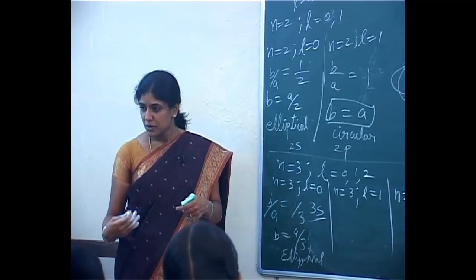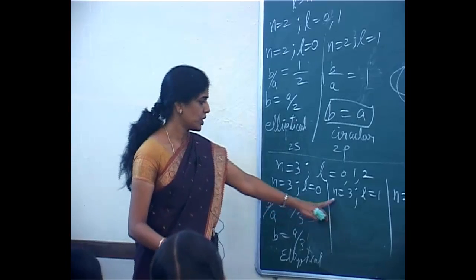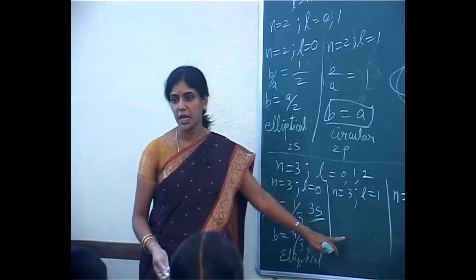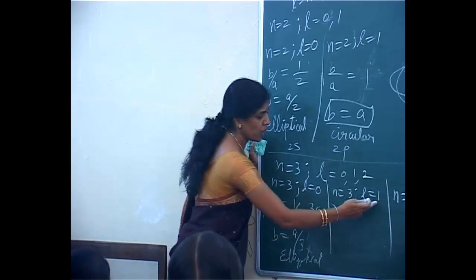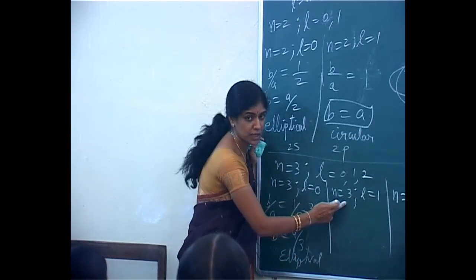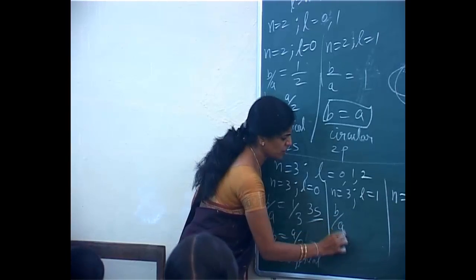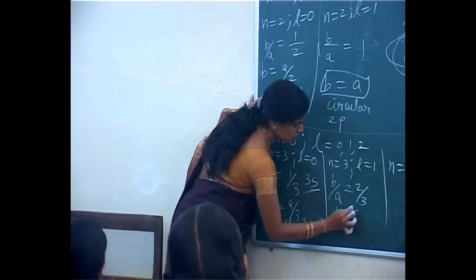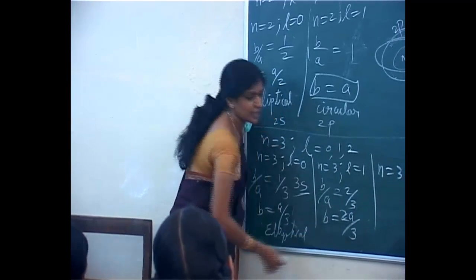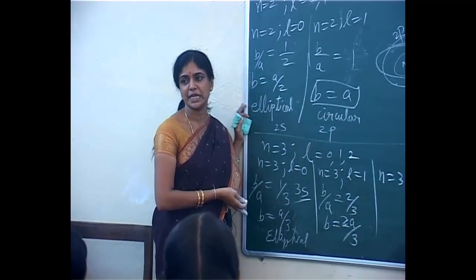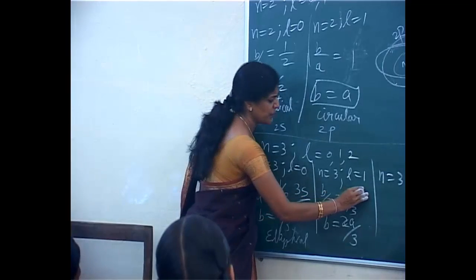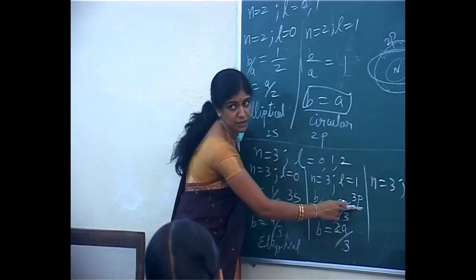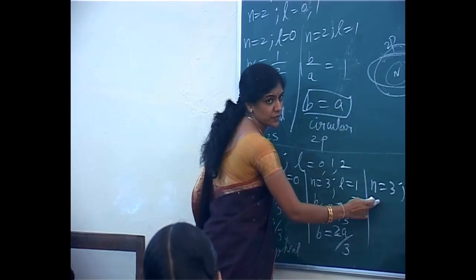Sommerfeld. So n equal to 3, the third orbit, when the azimuthal quantum number is 1, what will B by A be? 1 plus 1 by 3. But B by A equals 2 by 3, or B equals 2A by 3. That is, it is not a circular orbit. Again, it is an elliptical orbit. This orbit he called the 3p orbit, suborbit, subshells.